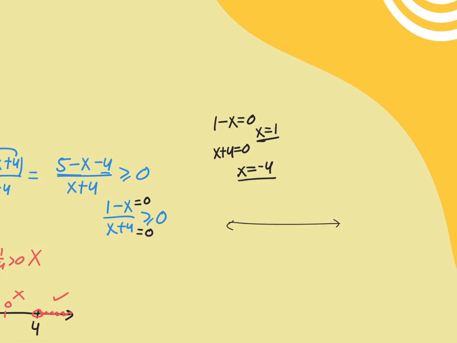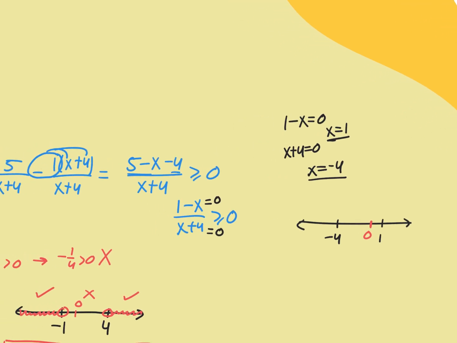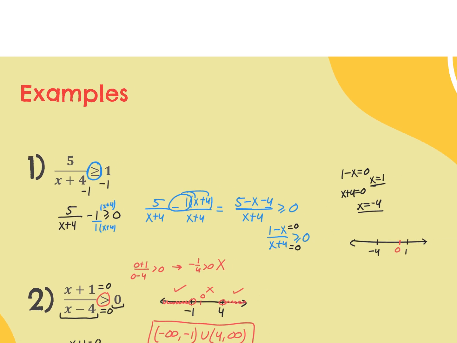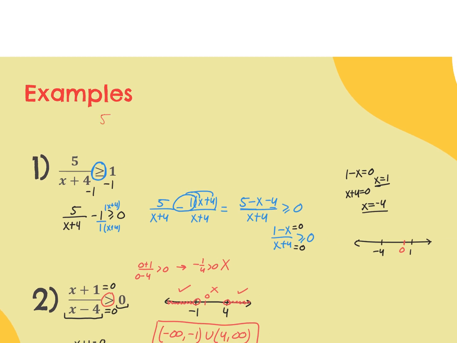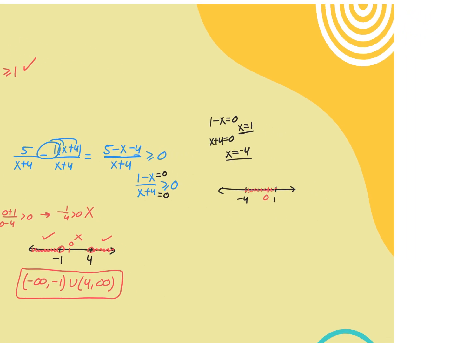So then I'm going to draw a number line. Negative 4 would go right here, 1 right there. And then again, I have 3 sections, so I'm going to pick 0 to go right in between, right? The easiest number that we can pick. And I'm going to go back to our original inequality, and I'm going to plug in 0. So I get 5 over 0 plus 4, which is 5/4, and I want that greater than or equal to 1. That is a valid statement, so that means I'm going to shade in between. And because I have equality, I'm going to draw closed circles over here.